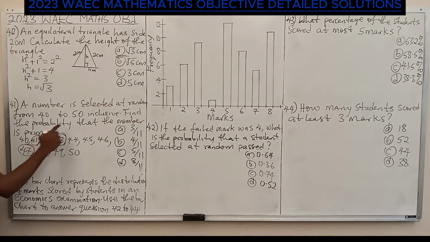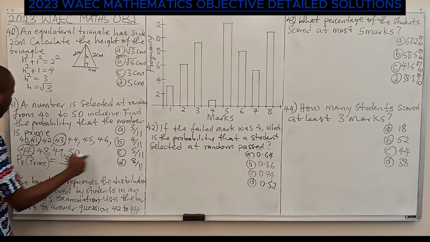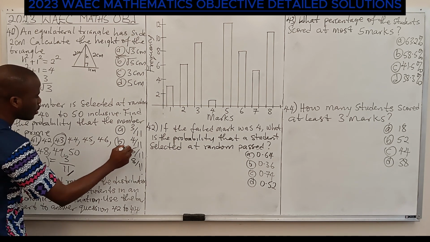So the probability of picking a prime, remember, the formula is number of required outcome, which is 3, over number of possible outcome, which is the sum of all these, and they are 11. So the answer is A.